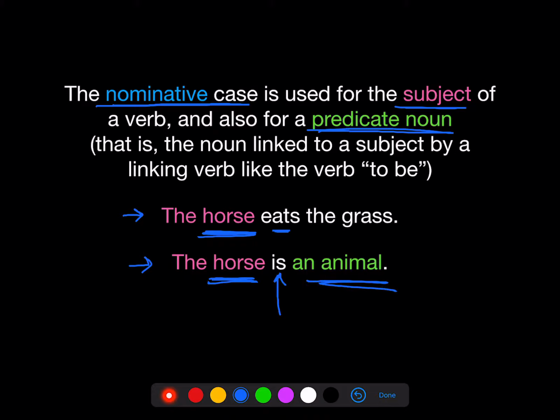So in Greek, both the horse and the animal would go into the nominative case. Okay, so horse in this first sentence would be in the nominative because it's the subject. Horse in the second sentence would be in the nominative because it's the subject. And animal here would also be in the nominative case because it's a predicate noun. You can kind of think of linking verbs as sort of an equal sign, and they want to have the same case on both sides.